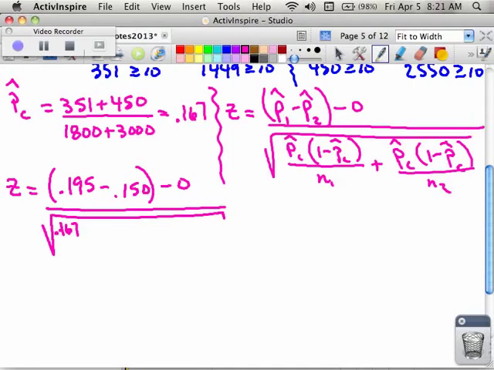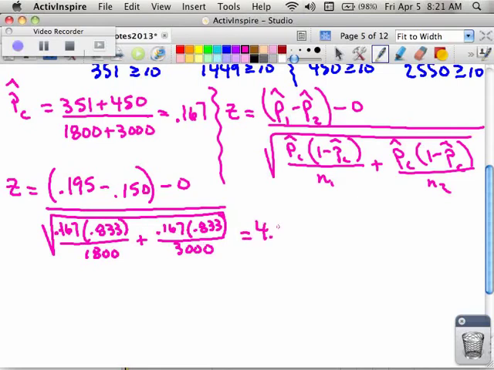Okay. So 0.167 times 0.833, all over our first sample size of 1,800, plus, and again the order is not going to matter inside the square root, because it's the pooled proportion, just so you know, 0.167 times 0.833 all over the 3,000 for the other sample size. And this gives us, I believe, a z statistic of 4.09.